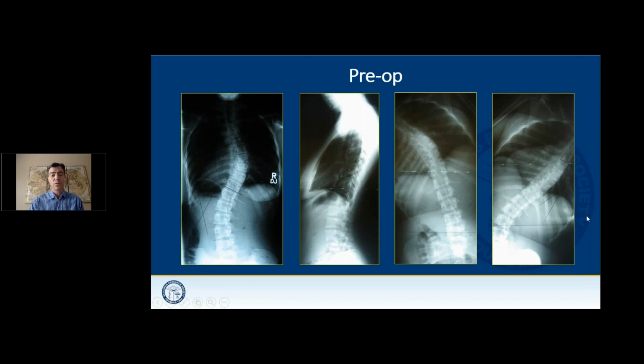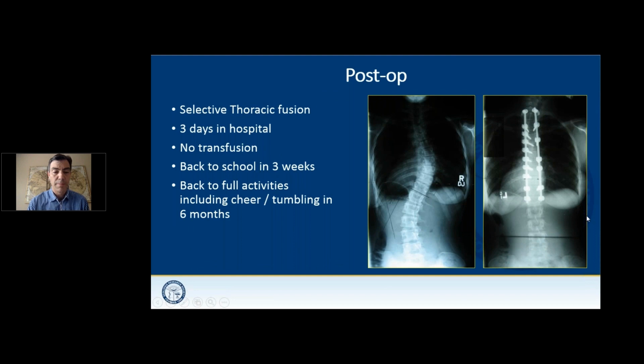So she elected to undergo what we would call a selective thoracic fusion, meaning a fusion of just the one curve, and it went very smoothly. She was in the hospital about 3 days. She didn't require any blood transfusion. She was back to school in 3 weeks, and ultimately, after a very patient period of time, she was back to cheerleading and tumbling by about 6 months post-op.